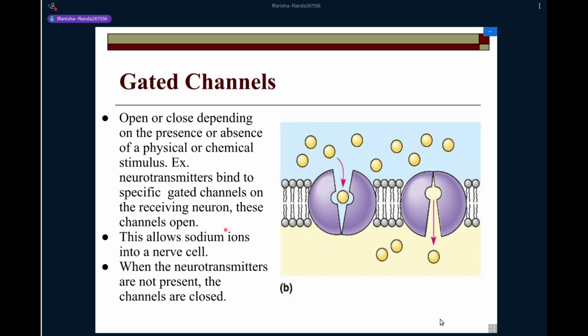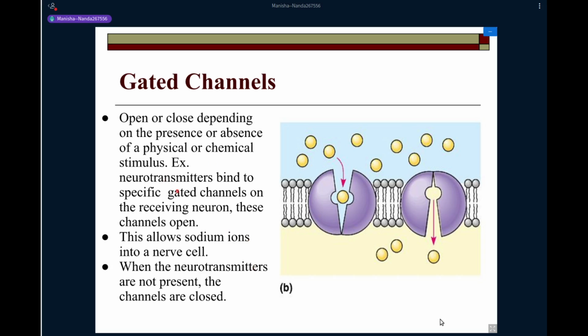Gated channels require some stimulus for opening, in simple terms for allowing the movement of molecules across them, and this opening and closing is a change in conformation of the protein. Simply meaning that in the absence of a stimulus, the conformation of the protein is such that the movement of that particular solute is not possible through them. But when a stimulus is present, it leads to a change in conformation of the protein so that it is now possible to allow the movement of that solute across it.